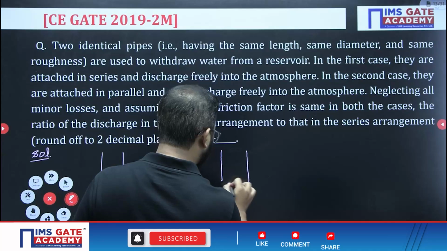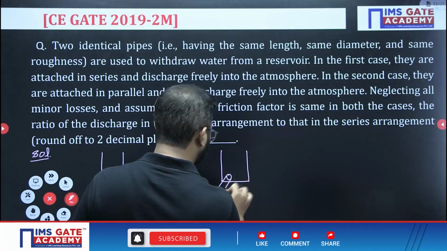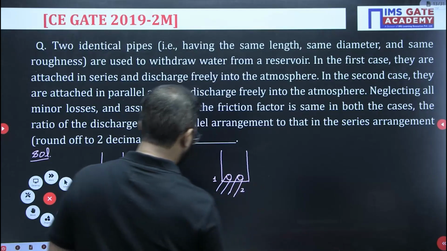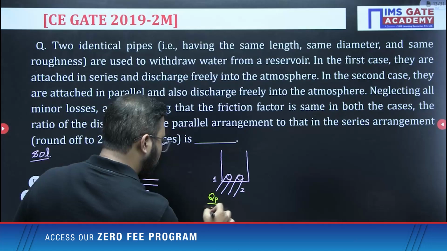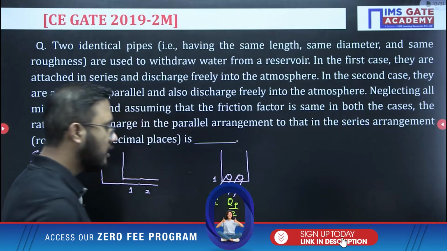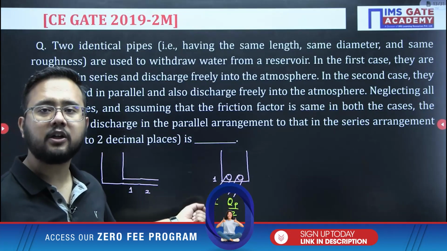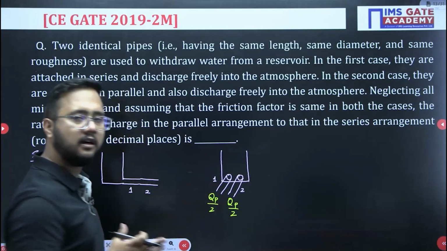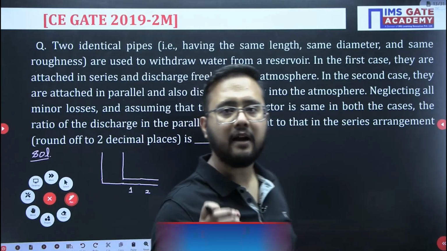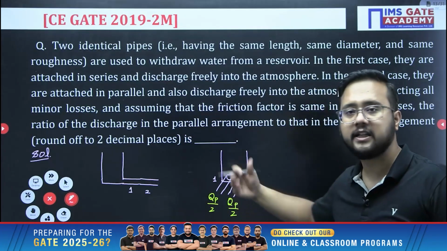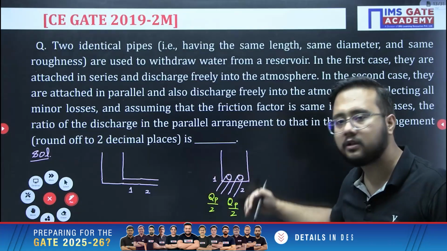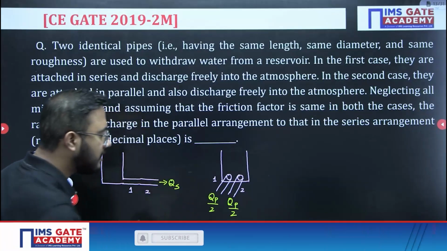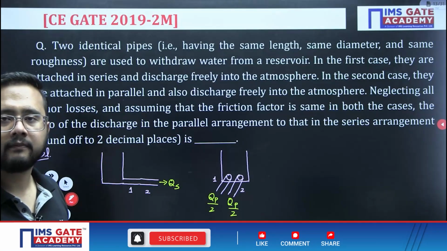In parallel connection, how will you consider it? There is one pipe like this and there is another pipe like this. Pipe 1, pipe 2. Now obviously in this case Qp by 2 will be coming from each. Total discharge is Qp, but from the individual pipe Qp by 2 will be coming. In the series case, what is the discharge coming? Qs. So what is the ratio they are asking? Qp by Qs.